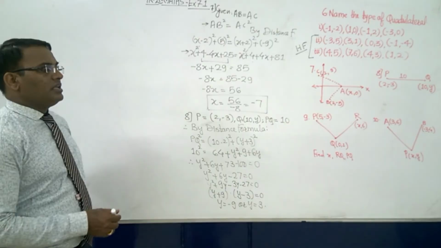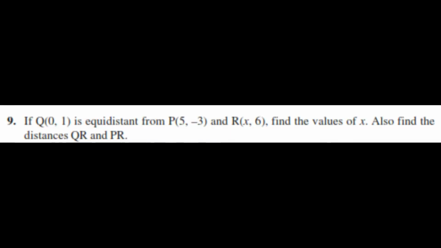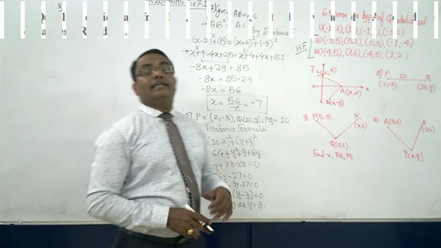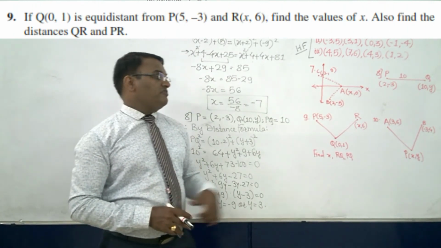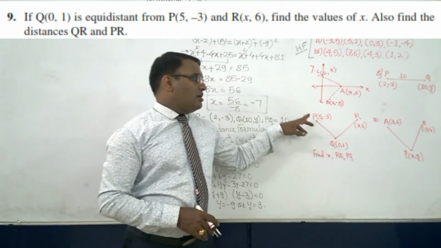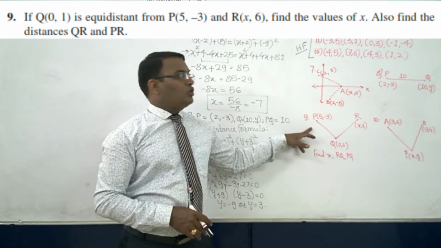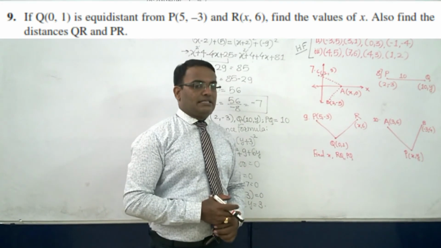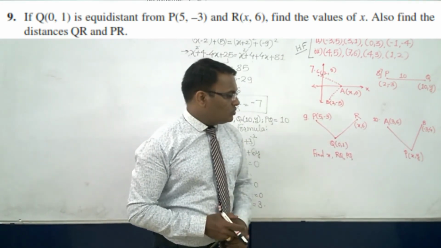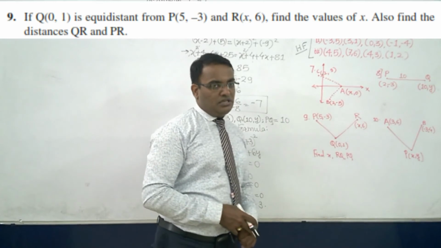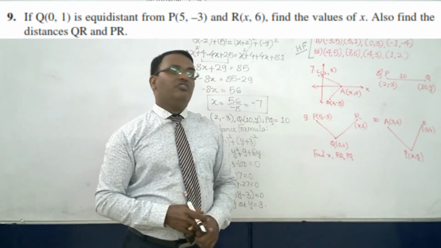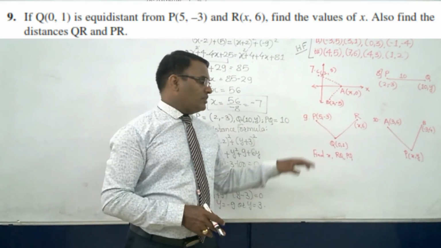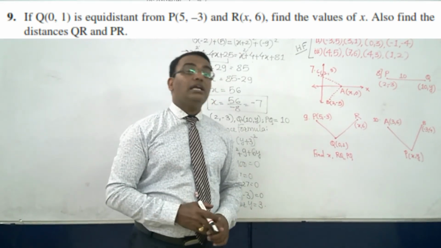Sum number 9. Let's see the diagrammatic representation of sum number 9. P is a point with coordinates (5, -3). R is a point with coordinates (x, 6). And Q is (0, 1). Right? First we have to find out the value of x, and then after that we have to find out the values of RQ and PQ.